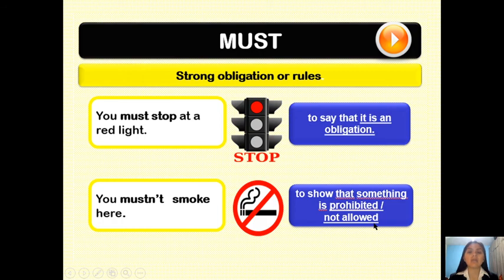Okay, so don't forget, have to we use for things that are necessary. You can do it or you cannot do it. It depends on you sometimes. But when you use must, it means that it is an obligation. Look at the screen. It says that it is a strong obligation, or also it's a rule. Don't forget this information, it is very important for your activities and for the exercises of your books and class exercises.